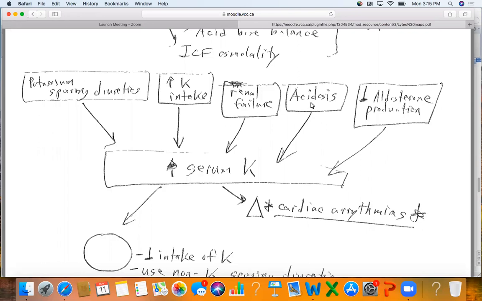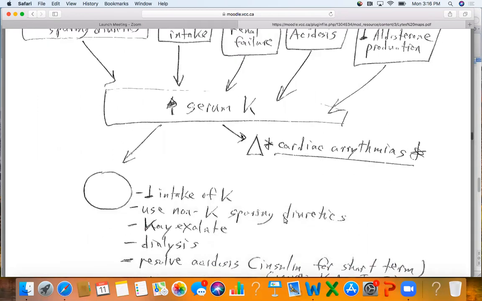Acidosis, hold that thought, coming up in a later video. And aldosterone, well, what does aldosterone usually do to potassium? It usually kicks it out of the body. So if we have a low aldosterone level, then naturally the body would be holding on to more potassium. So it could contribute to a rise in serum levels. There's probably the biggest symptoms we worry about.